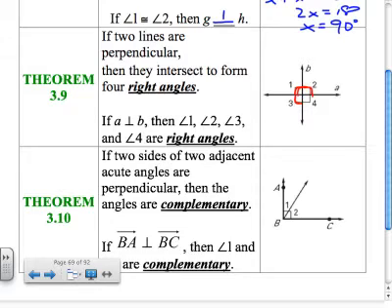And finally, if two sides of two adjacent acute angles are perpendicular, then the angles are complementary. So if I give you a diagram like this, it's pretty easy to see that angle 1 and angle 2 have to add up to 90 degrees.